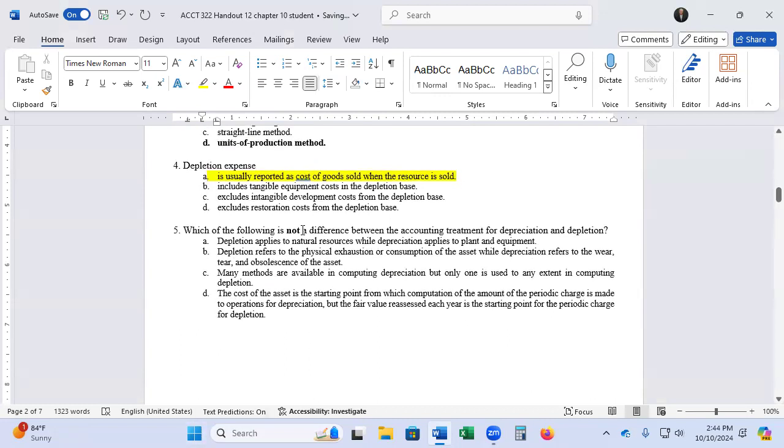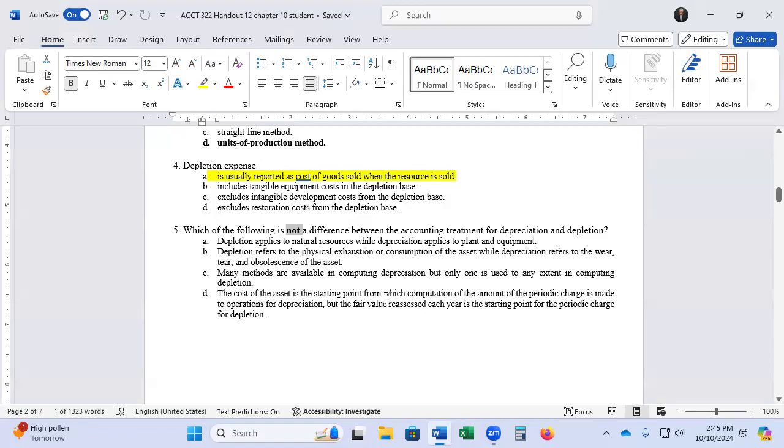And then the last one, which one of the following is not a difference between the accounting treatment for depreciation and depletion? Depletion applies to natural resources while depreciation applies to plant and equipment. So that's true. Depletion refers to physical exhaustion or consumption of the asset, while depreciation refers to the wear, tear, and obsolescence of the asset. That one is true. Many methods are available in computing depreciation, but only one is used in any extent in computing depletion. So that's kind of true, but it's not. There are other ways that you can do depletion, as I combine both the words. And so that one is not.